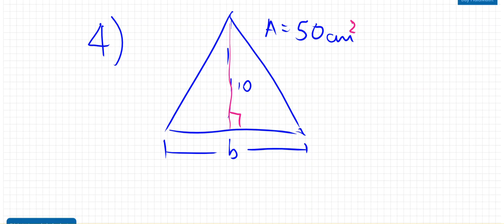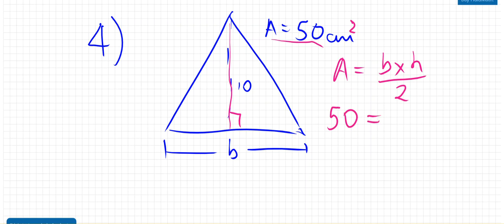Now, first, write the formula for a triangle. The area of a triangle is equal to base times height divided by 2. Or half base times height, same thing. Now, fill in what information we have. I know A is 50. So I'm going to write 50 equals. B is what I'm trying to find. So B stays there times my height, which is 10, and divided by 2. By doing that, all I have to do now is solve this equation.